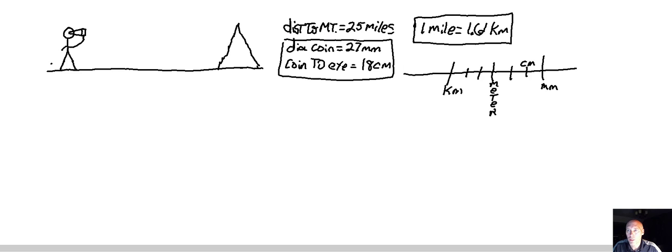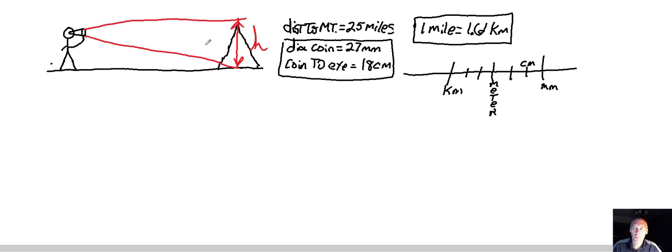And then we're going to have a larger triangle. I'll do this in red here. And that's going to be the coin to the mountain. It's not the best triangle, but you get the idea, okay? And we're going to call this the height of the mountain, or the diameter of the mountain. It's really the height here. And that's what we're going to be looking for. And let's say we want to give our final answer, or our height of our mountain, in kilometers and miles. We'll have two answers, one in kilometers and then another one in miles.